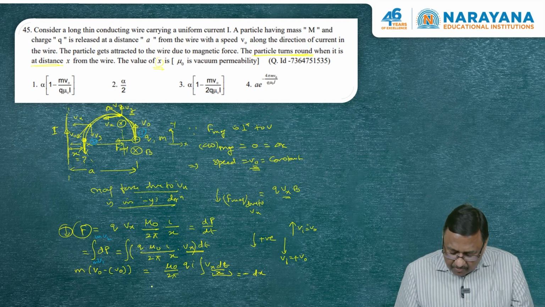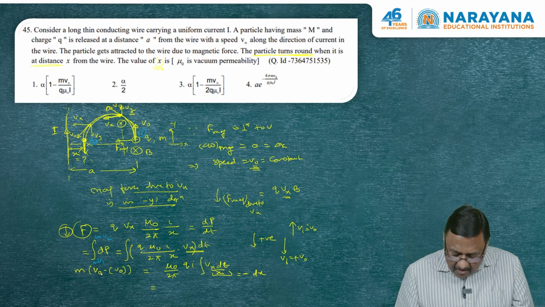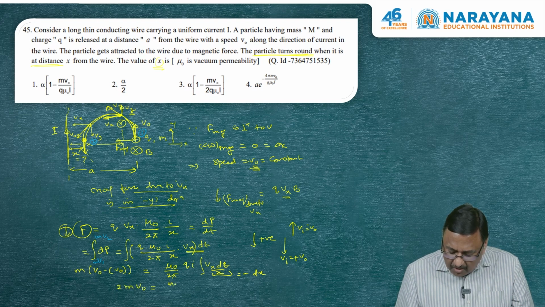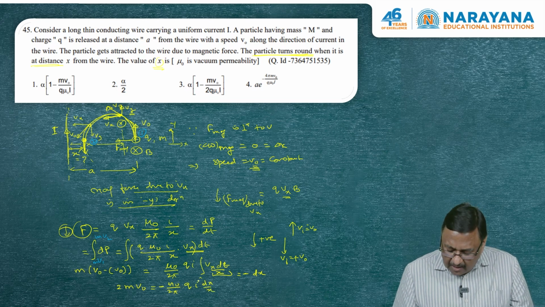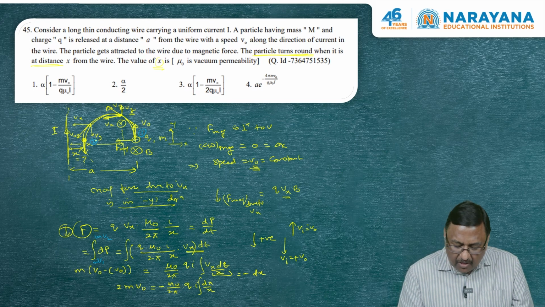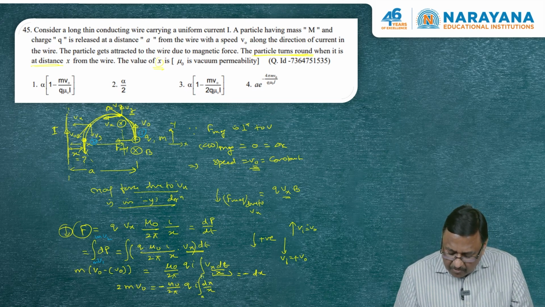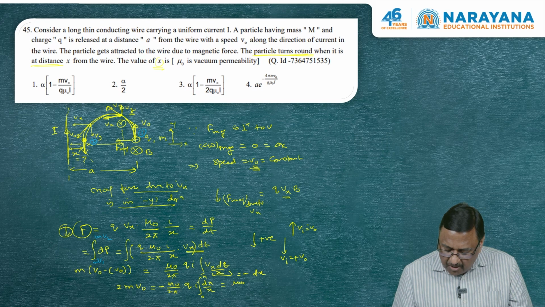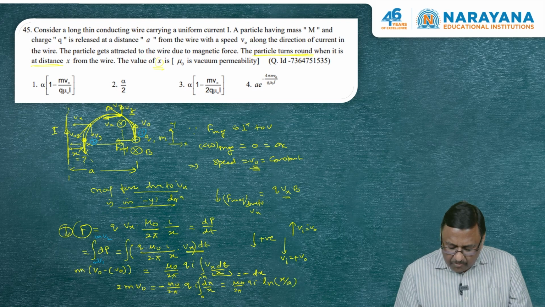So what did you get from here? You just see, I'm getting a minus sign here. I'm getting m into 2 times m into v naught is going to be mu naught upon 2 pi qi. Vx dt we said is going to be minus dx. So I put a minus sign here, dx upon x. And x is changing, going from a to x. If I write this thing, it is going to be mu naught upon 2 pi qi, log of x upon a. I hope you got your answer from here.